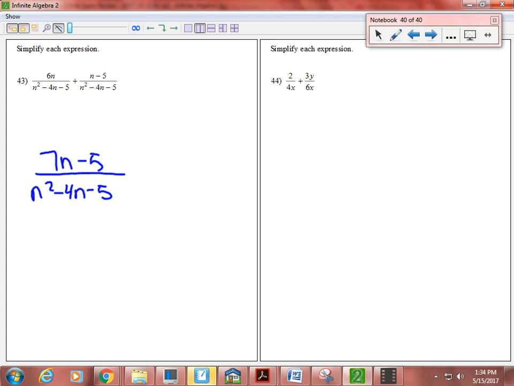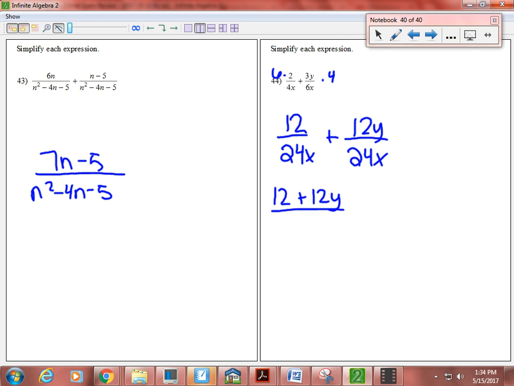On 44, they're not the same, but the common denominator that you're going to want there is going to be 24x. So in order to get that, I need to multiply this one by 6 and this one by 4. So I'm going to get 12 on this side and 12y on that side. So I want to write it all as one answer. So 12 plus 12y over 24x. The last thing that I want to do is reduce this as much as I can. So they're all divisible by 12. So I get 1 plus y over 2x as my answer to that by dividing them by 12.